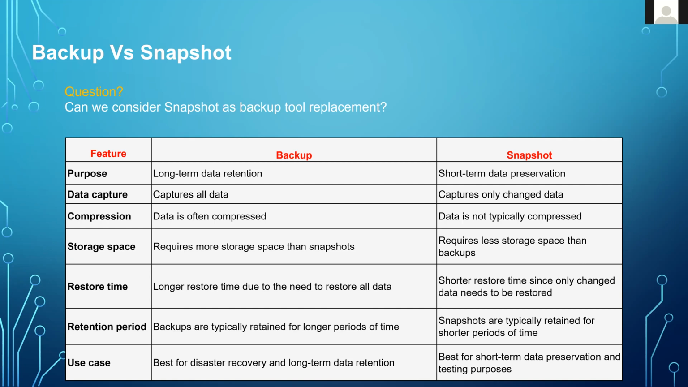For data capturing, the backup will capture all the data, but the snapshot captures only the changed data. As we discussed, whenever you take a snapshot, it will create another incremental disk. Only the changed data will be written into the delta disk. So this is a difference. And backup captures all the data.